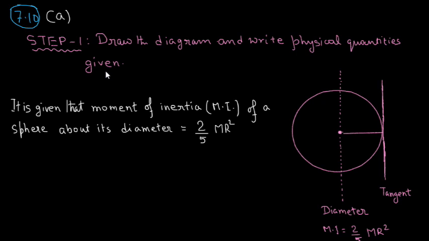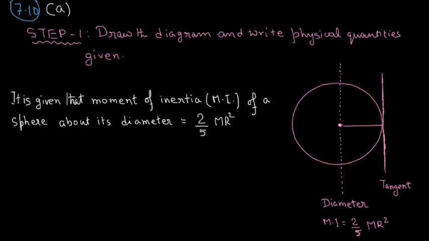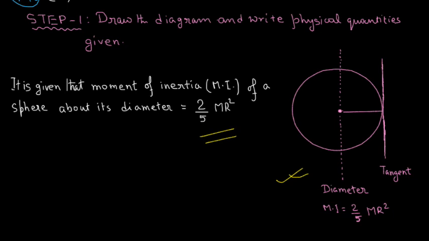We'll solve it in few steps. First step for part A is to draw the diagram and write the physical quantities which are given to us. So the diagram is drawn as below. We know that the moment of inertia is 2 by 5 mr square about the diameter. It is given in the problem. Let us see the next part.